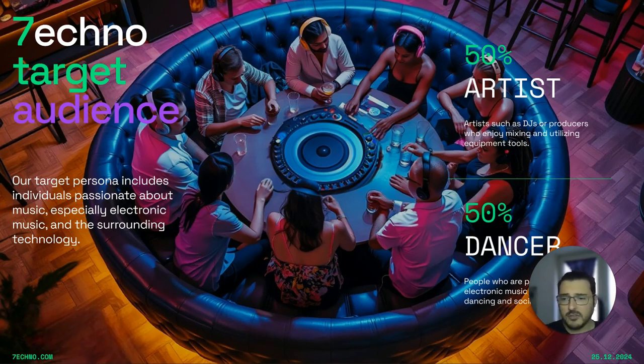So the audience could be different. The target persona includes individuals passionate about music, especially electronic music, and the surrounding technology, of course. So it could be 50% artists and 50% just dancers or listeners who are passionate. So you don't have to mix, but you can. That's basically the idea. I went deeper, and with the AI tools I generated some examples of how this machine could look and feel. What are the features?